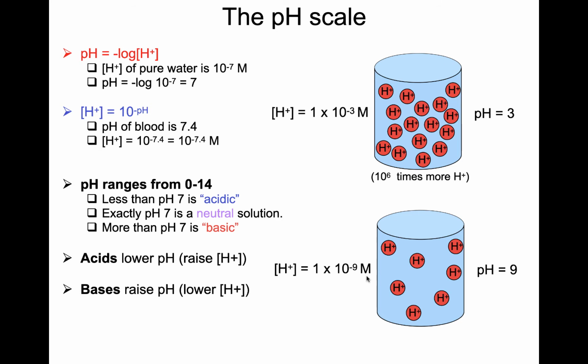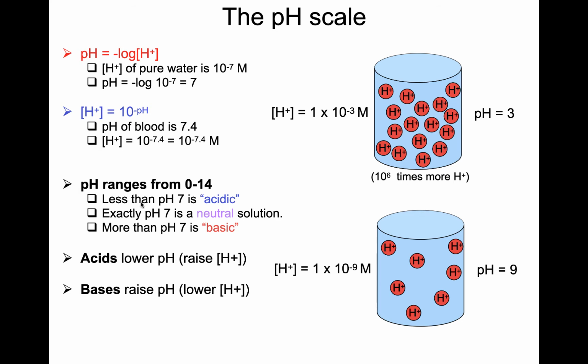But one thing you've got to be careful about, because of the idea of this negative log, right? 1 × 10⁻³ molar is greater than 1 × 10⁻⁹ molar. This is a greater hydrogen ion concentration than this. But when you take the negative log of that, that gives us a pH of 3 versus a pH of 9. So the lower the pH, the higher the hydrogen ion concentration. The higher the pH, the lower the hydrogen ion concentration.